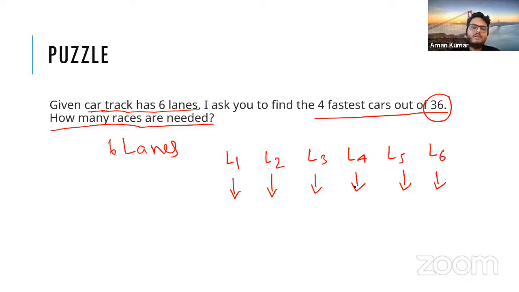Pramod is saying 7. So 6 races are here only. Pramod, in the 7th race, what are you going to do? Can you tell me which cars you are going to run so that you will know that these are the 4 fastest?